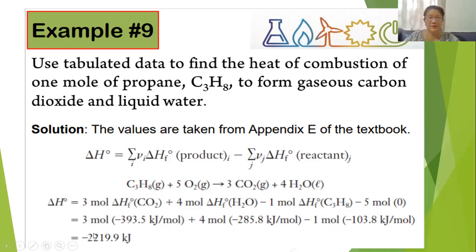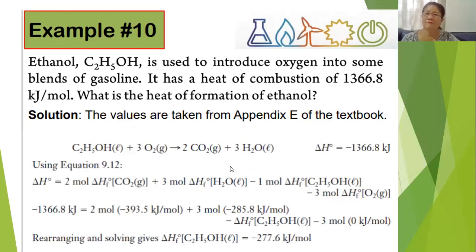So cancel out with this one. Therefore, be careful with the sign. 3 times negative. This is negative. I think 1,000 kapin, this one is 800 kapin, so negative, negative. This one, negative, followed by negative, it's now positive. So this is negative, then plus this one. Finally, you get a value of delta H formation for propane equal to negative 2,219.9 kilojoules.